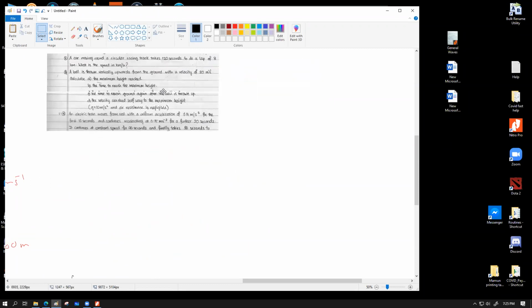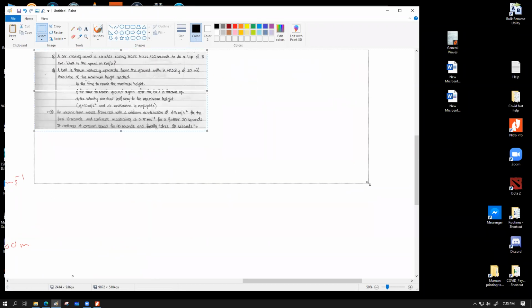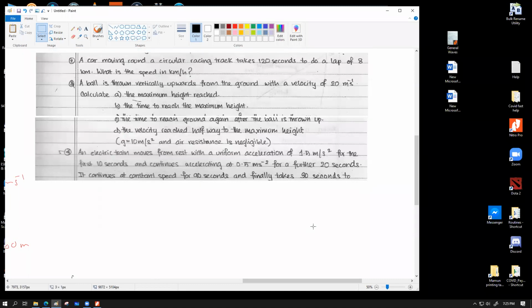It would be better to zoom in a bit. Yes, sir. So we're now doing number 4. A ball is thrown vertically upwards from the ground with a velocity of 20 meters per second. G equals 10 meters per second square and air resistance is negligible. So we are given the downward acceleration because gravity always works downwards, and we are also given that air resistance is negligible, so we don't have to bother about it. Initial velocity is given as 20 meters per second, and then we are asked to calculate a lot of different stuff. So let's go for it one by one.